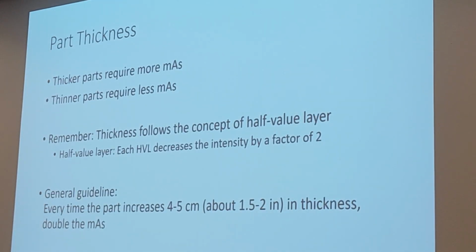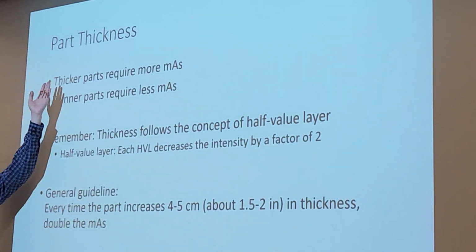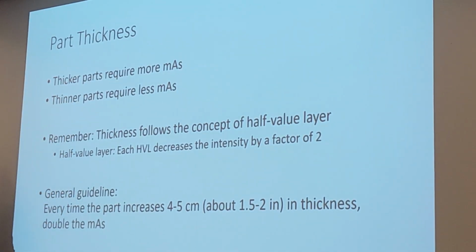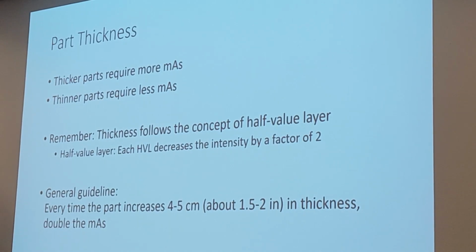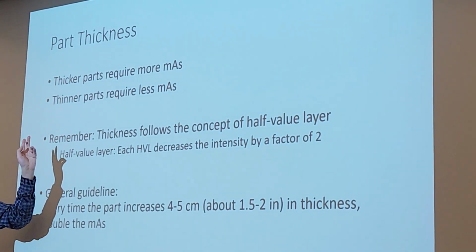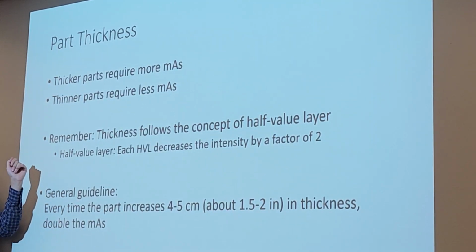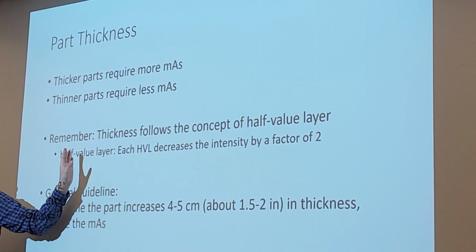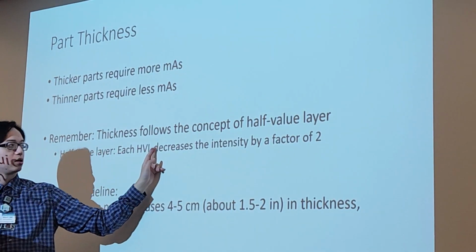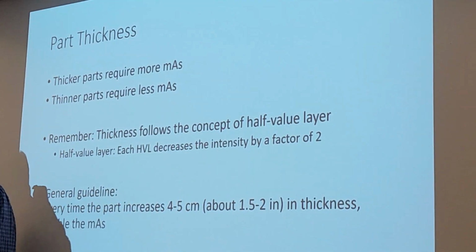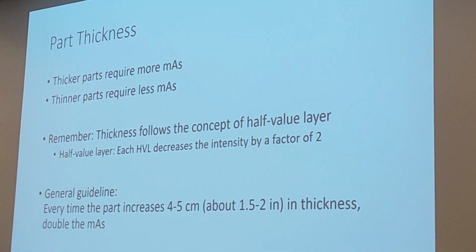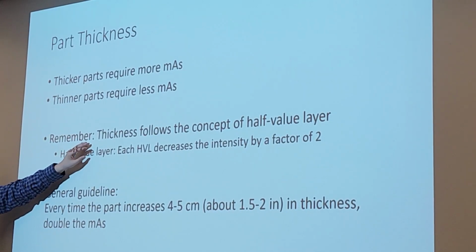And this kind of goes into part thickness, because thicker parts require more mass, thinner parts require less mass. It makes sense, right? If there's less stuff for the x-rays to go through, you don't need as many x-rays. Now, remember that thickness follows the concept of half-value layer. Another old friend. So, remember, with each half-value layer, we decreased the intensity of the x-rays reaching the IR by a factor of 2. So now we see, right, we're decreasing the intensity.